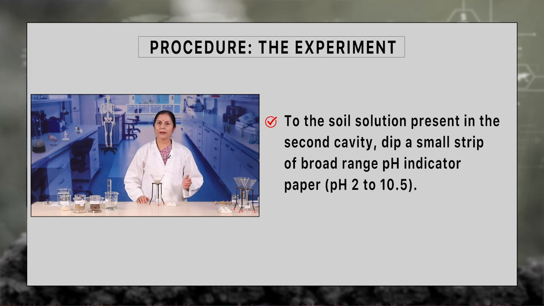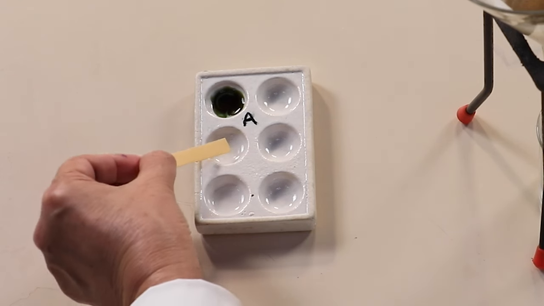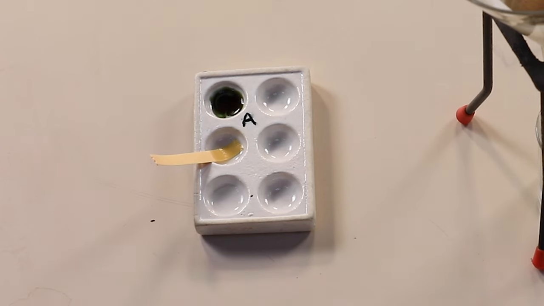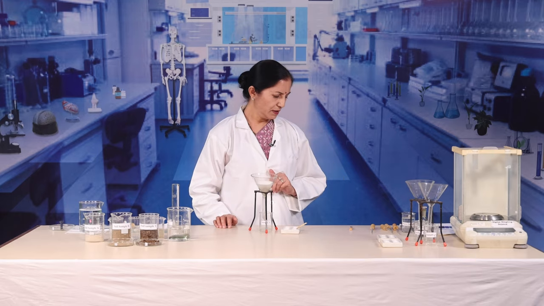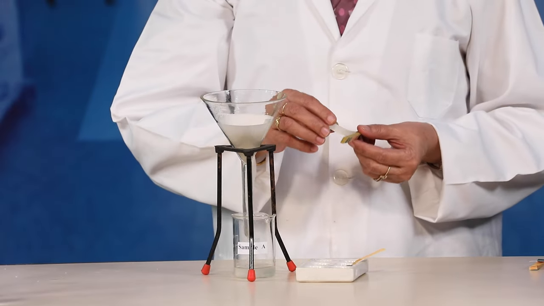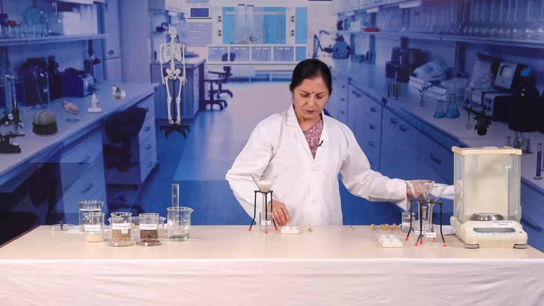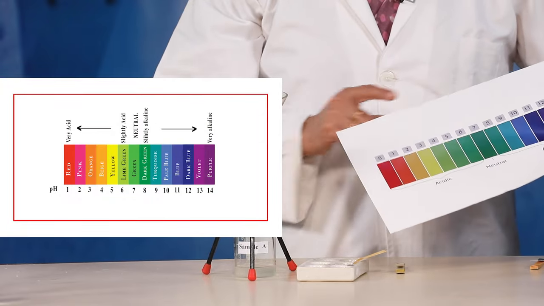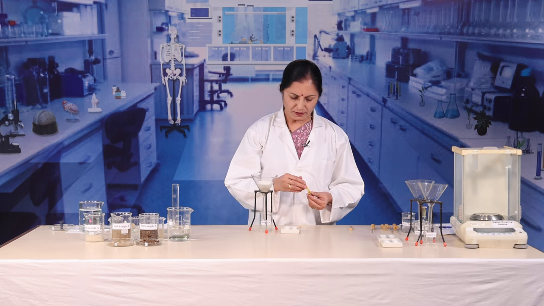To the soil solution present in the second cavity, dip a small strip of broad range pH indicator paper with the range of pH 2 to 10.5. Leave it for some time. Note the color and compare the color with the chart given. Now, take a pH paper strip with a narrow range. Since the color developed is in the range of 6 to 8, we are using the narrow range of pH paper in that range.